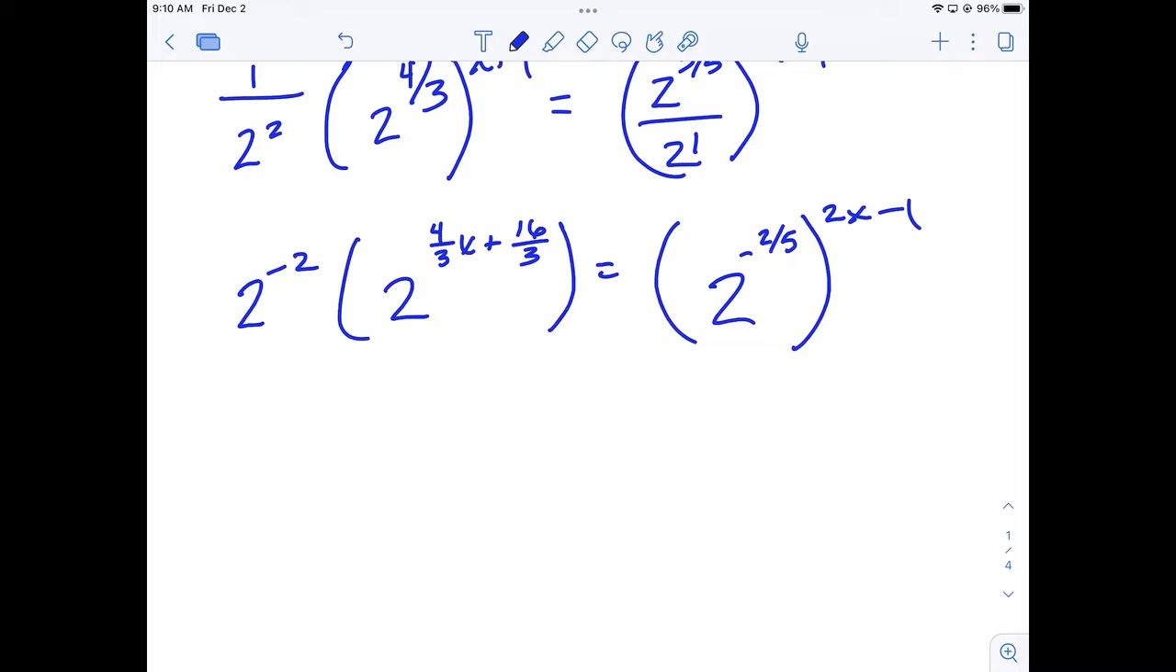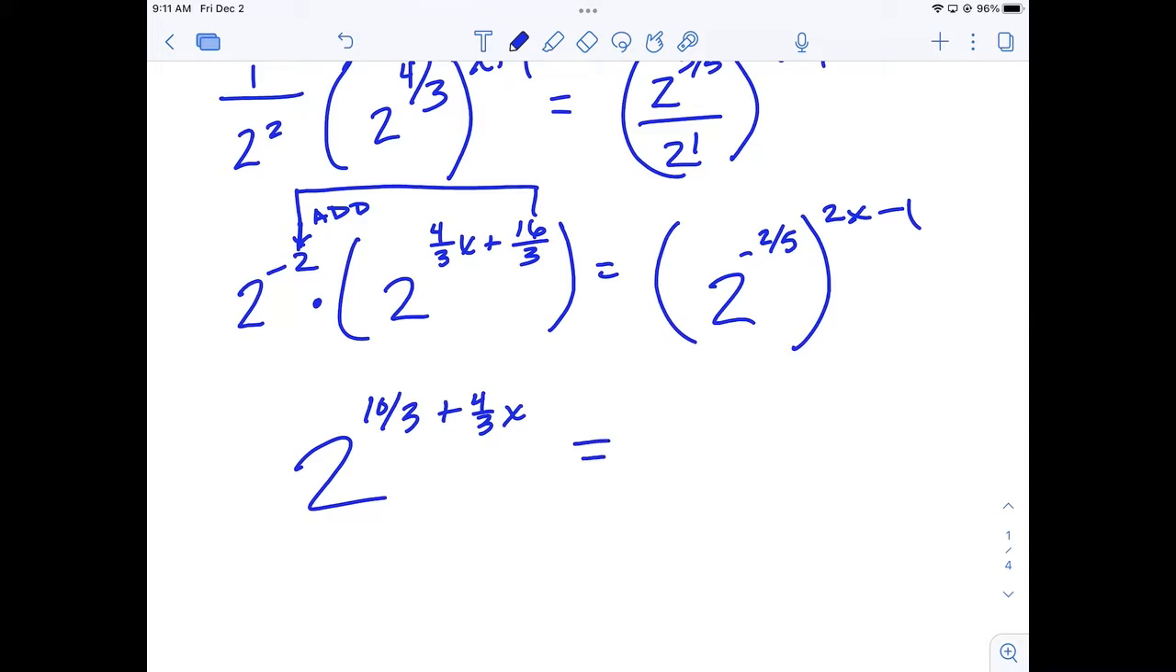All right, now when I'm multiplying, what do I do with this negative 2? We add it, right? Because we're multiplying. So I need to add like terms. So what is negative 2 plus 16/3? Well, negative 2 is the same as negative 6/3. So negative 6 plus 16? 10/3, yeah. And then plus 4/3 x.